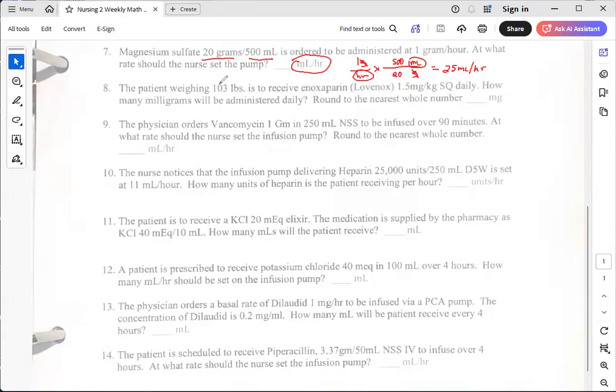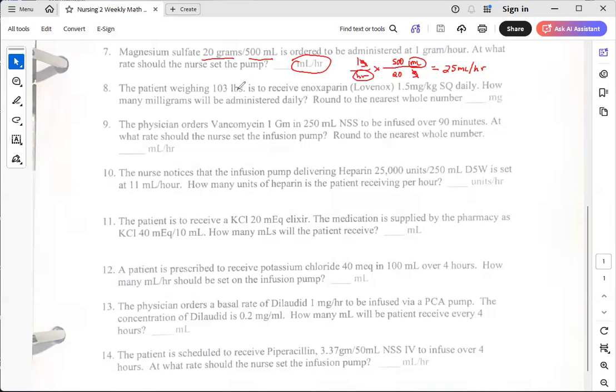Okay. All right, says we have a patient weighing 103 pounds. They're to receive enoxaparin, Lovenox, 1.5 milligrams per kilogram subcutaneously daily. How many milligrams will be administered daily? And then round your answer to the nearest whole number.